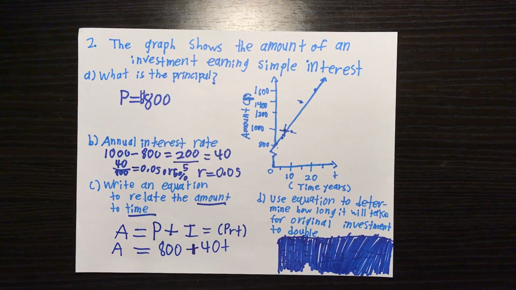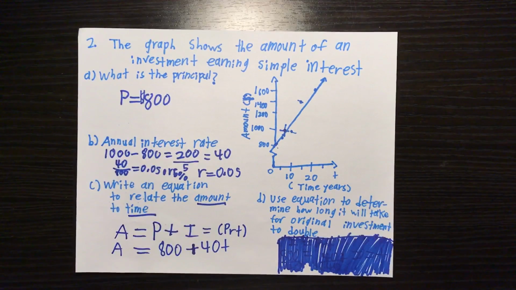The next part is write an equation to relate the amount to time. So we know that the equation is A equals P plus I, and I equals PRT. Now we're going to evaluate it. Since we know that the principal is 800, we write 800 plus 40t. I recommend you open it up. Instead of I, you replace it with PRT, and then place P, the principal, which is 800, and multiply that by 0.05. Once you multiply those two together, you get 40, and then t would be left right beside it as a variable.